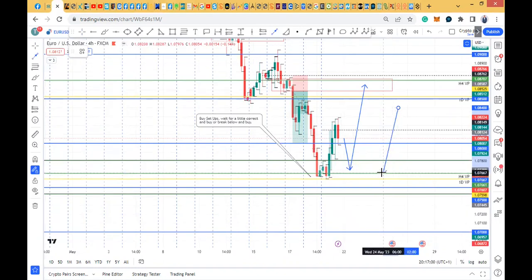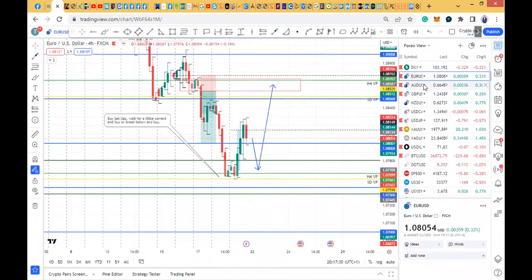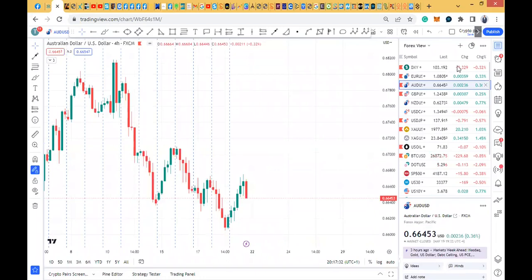We have an H4 validation point, a 1-day validation point, and also a psychological level. So if the market goes below here, I'm looking for my buy setup close to this psychological level of 1.07500. As the market moves, scalpers will be looking for the sell to the downside. Then the major move for swing traders is buy setups. Then the next on our list for this week is AUD USD.